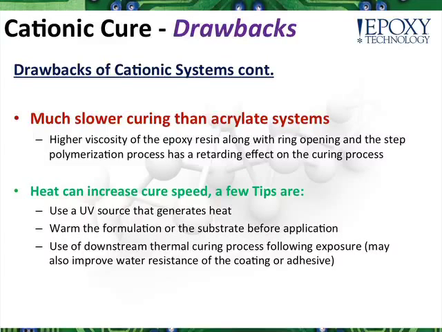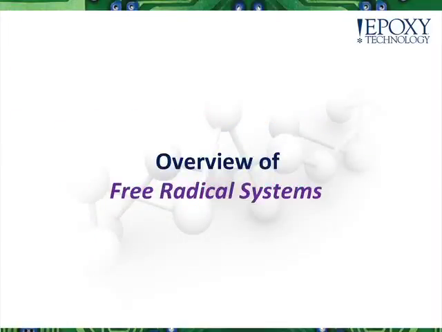Additionally, and one of the biggest concerns we run into, is cationic UVs do cure more slowly than acrylate systems. Acrylate systems tend to cure in 2 to 20 seconds, whereas epoxy UV systems take more like a minute to 2 minutes. That said, epoxy UV systems can have their cure speeds increase substantially with warming. That would be that thermal post-cure that we discussed, or downstream thermal processing. That's also going to increase the rate of reaction. So that's your UV cationic systems.